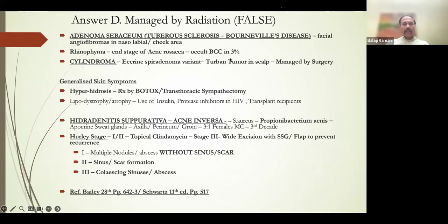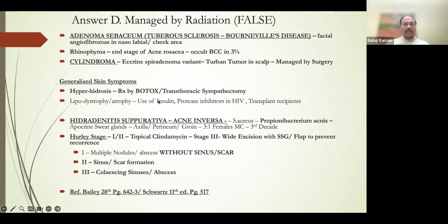So when you look at other lesions, you have your adenoma sebaceum or Bourneville's disease, tuberous sclerosis. These are the various names that are given for that. It refers to the facial angiofibromas. Usually happens in the malar area. And I think I have a couple of pictures in the next one, where you will have pictures of adenoma sebaceum, rhinophyma, and cylindroma. Cylindroma is the eccrine spiradenoma, which presents as a turban tumor in the scalp. Management is a wide excision surgery.